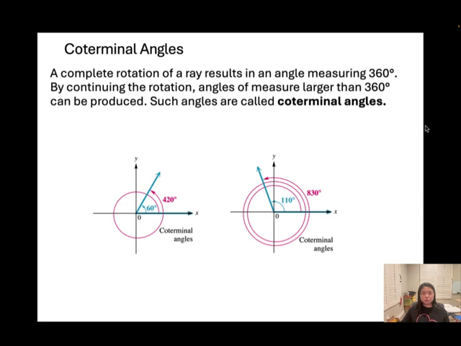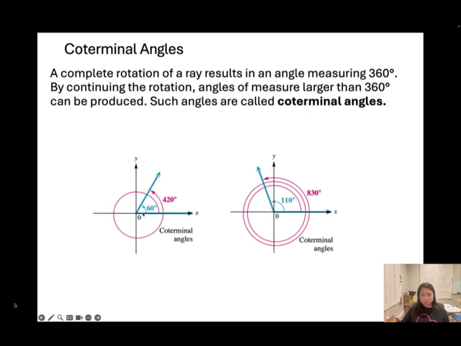Coterminal angles. A complete rotation of a ray results in an angle measuring 360 degrees. By continuing the rotation, angles of measure larger than 360 can be produced. Such angles are called coterminal angles. We could look at this example.